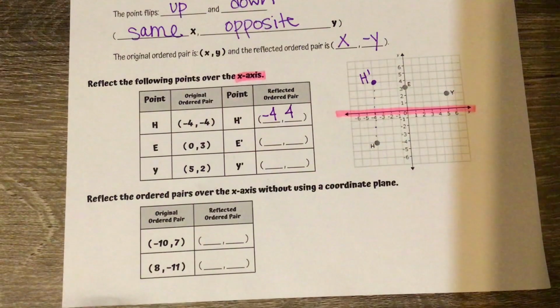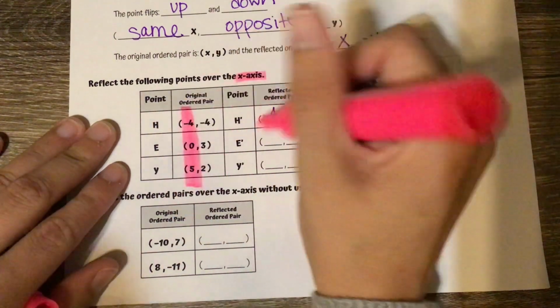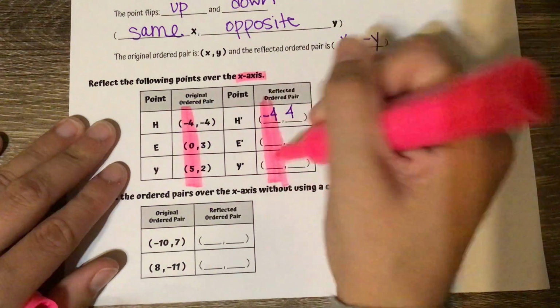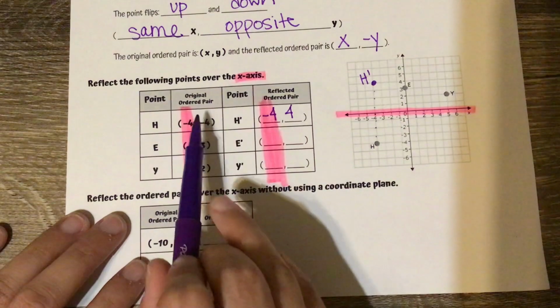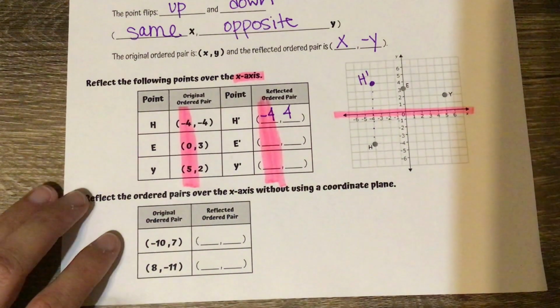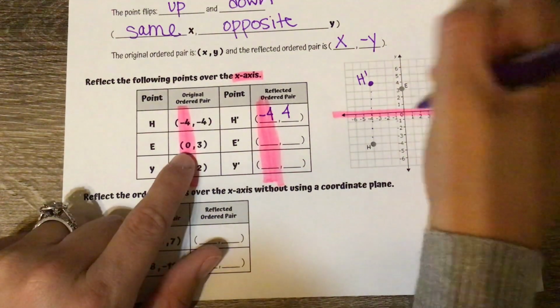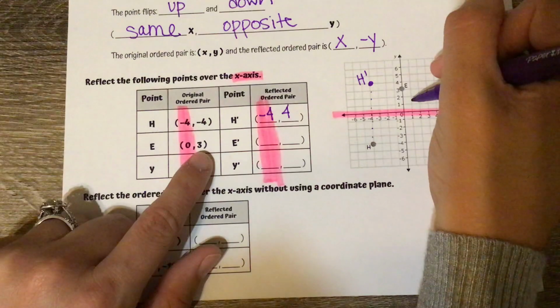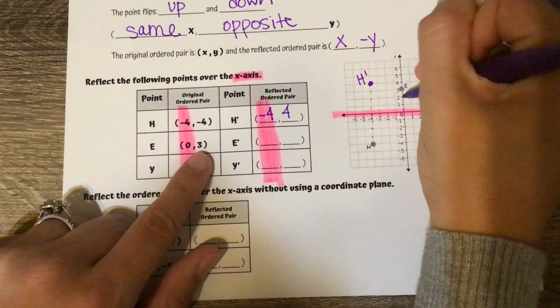Or again, remember, our x values should stay the same. Our y values should become the opposite. So -4 stayed -4, and then for y, the -4 became +4. All right, for E, we're at 0 because it didn't go anywhere left or right, and 3. So it's 3 above.